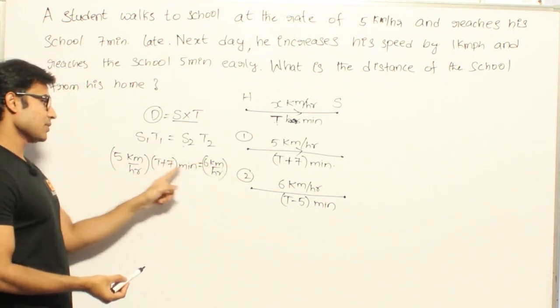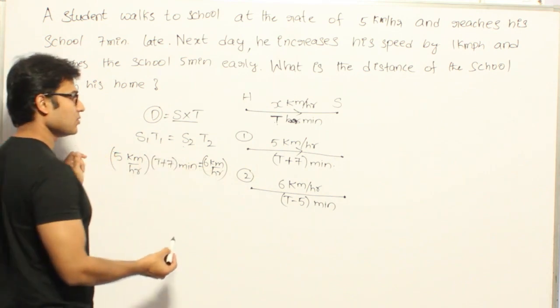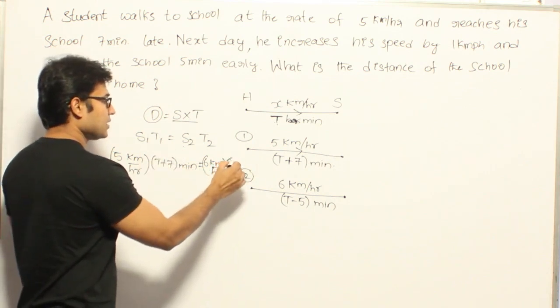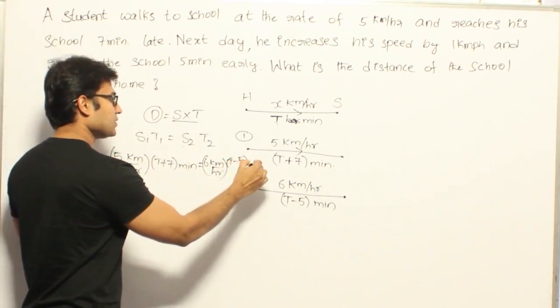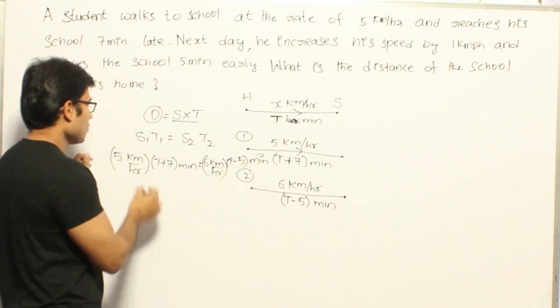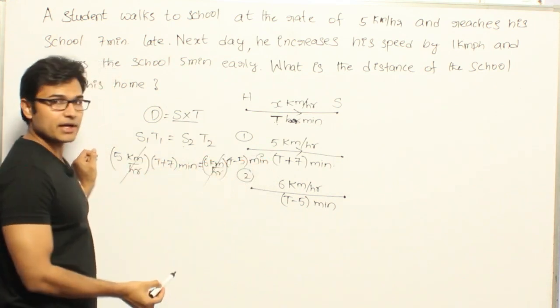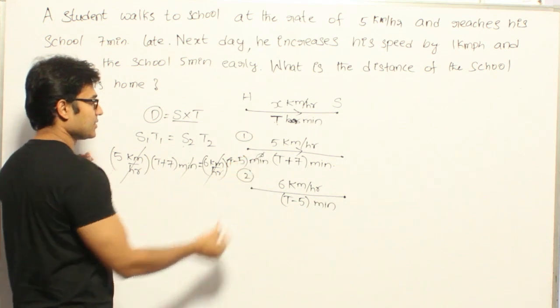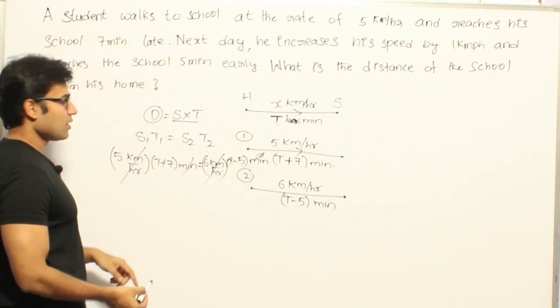Here kilometers per hour and here minutes are given. That is why it is better to write the units. And it is t minus 5 minutes, right? So now kilometers per hour and kilometers per hour will get cancelled, minutes and minutes will get cancelled, therefore you will be able to get the t.